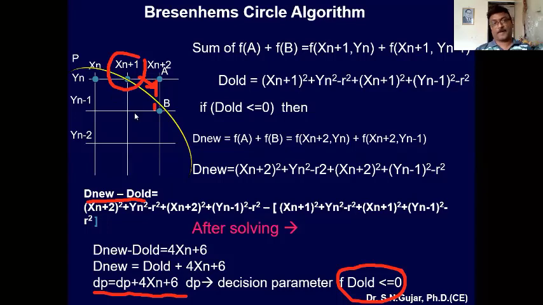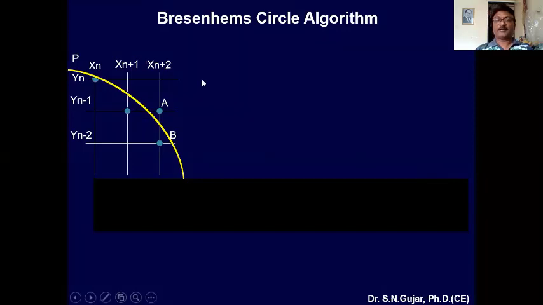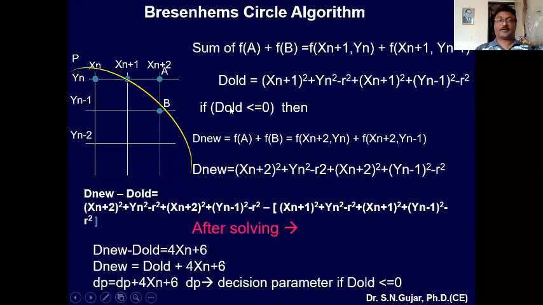This one. Suppose that is my previous screen. d old is less than or equal to 0. That time I have calculated the decision parameter and performed x plus 1. Now this case is becoming false. Now this case can also be false. My first decision parameter 3 minus 2r can also be greater than 0. It may be greater than 0.